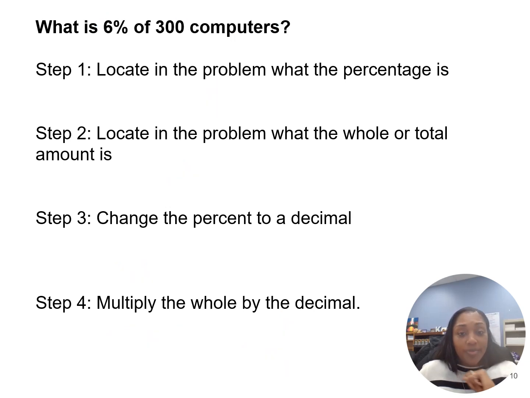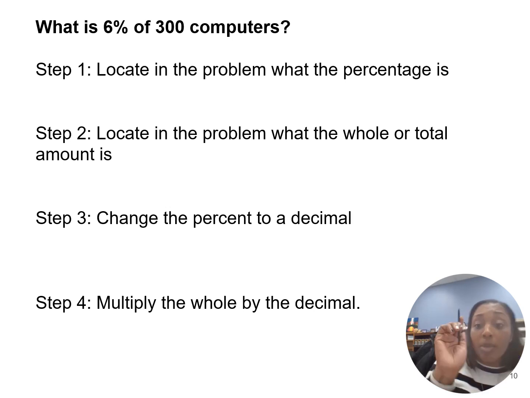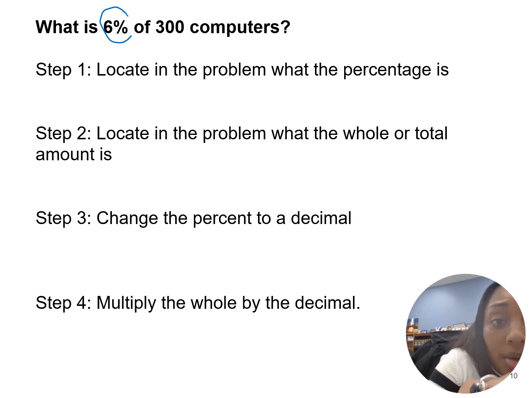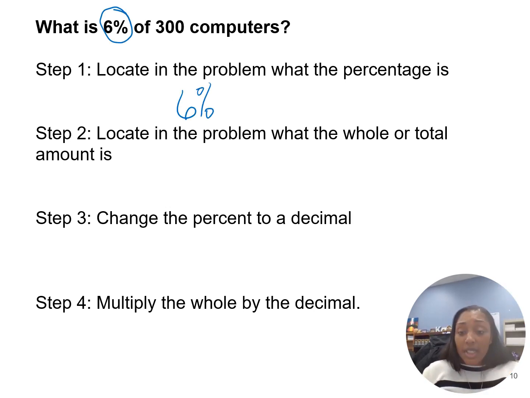All right, let's do another one. What is 6% of 300 computers? So my first step is to locate in the problem what the percentage is. So I'm looking for the percent sign. I see it here. So this is my percentage. So I'm only looking for 6%. And that's a pretty small piece because I'm close to 0. So that's a really small piece.